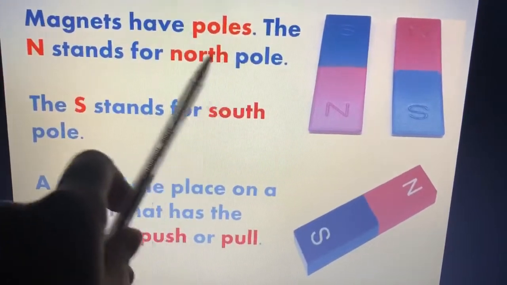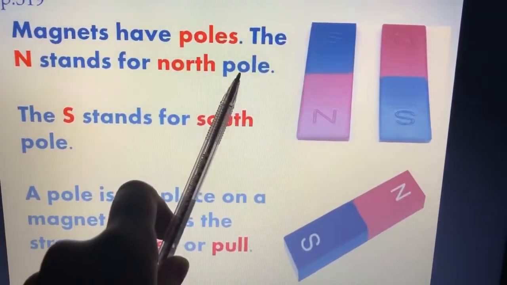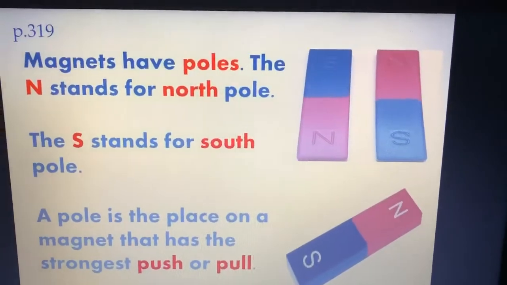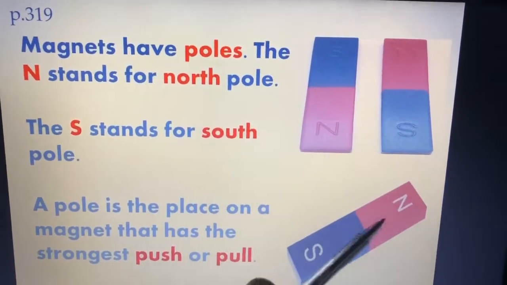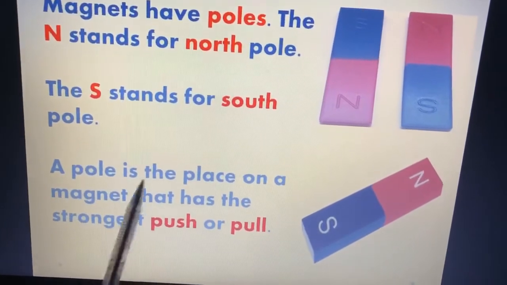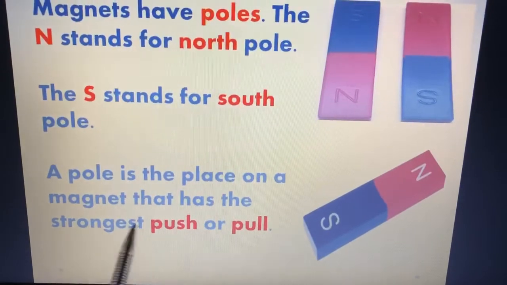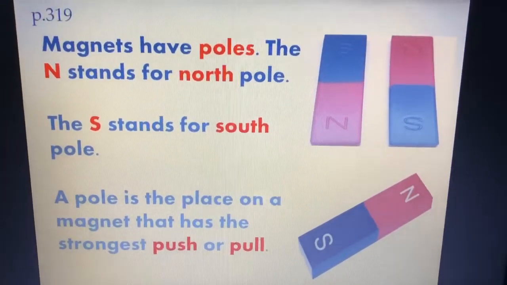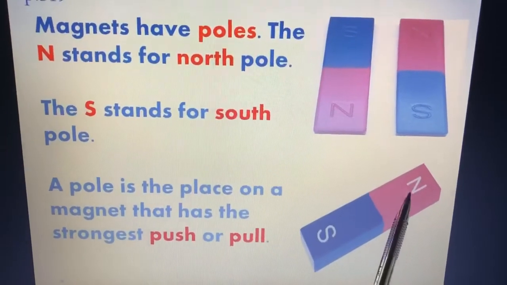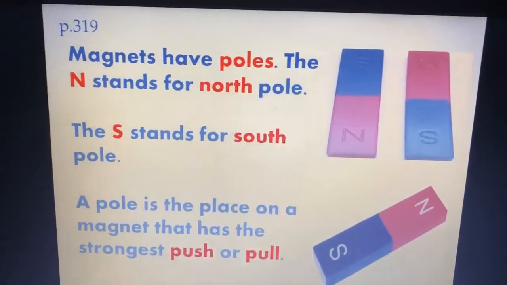Again, the poles: N stands for North Pole, S for South. So these are the poles in the magnets. A pole is the place on a magnet that has the strongest push or pull. So the South Pole or North Pole have the strongest force to push the object or to pull the object.